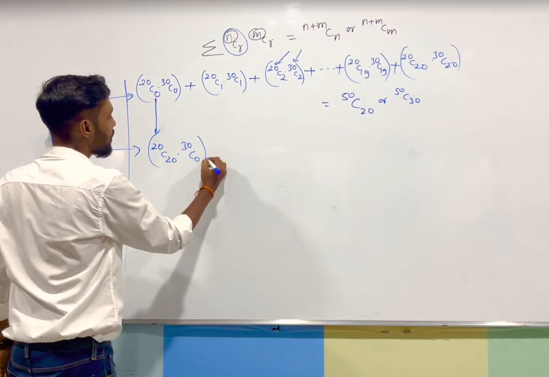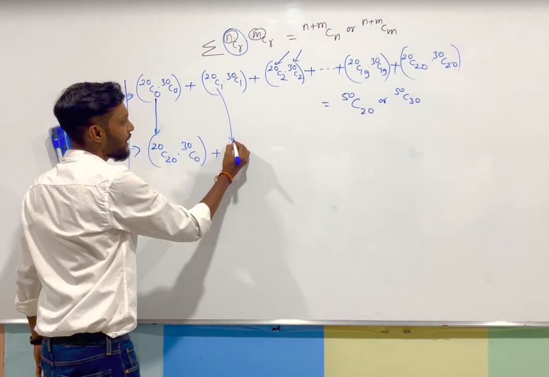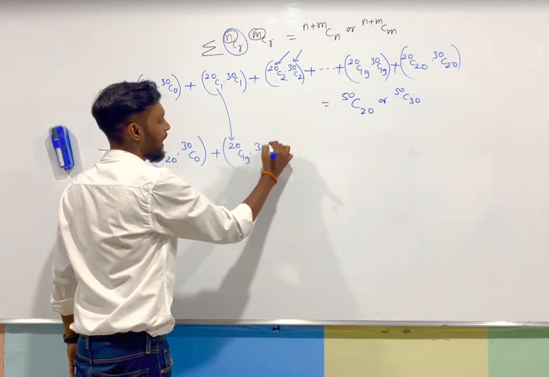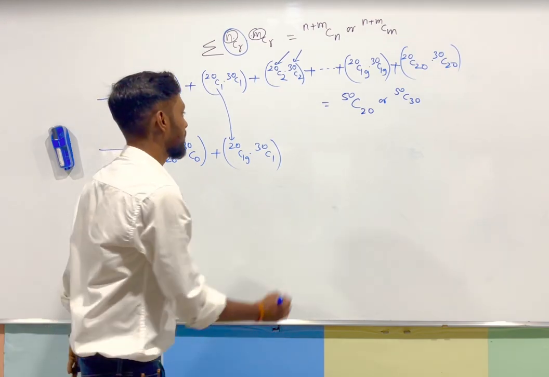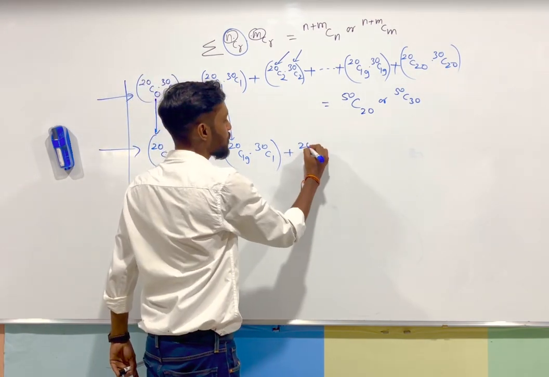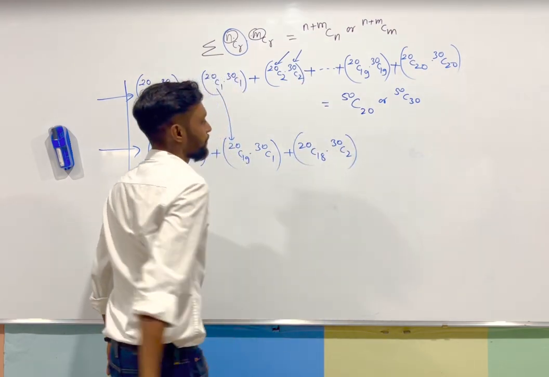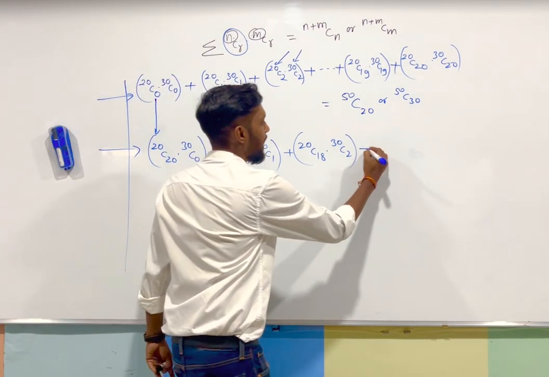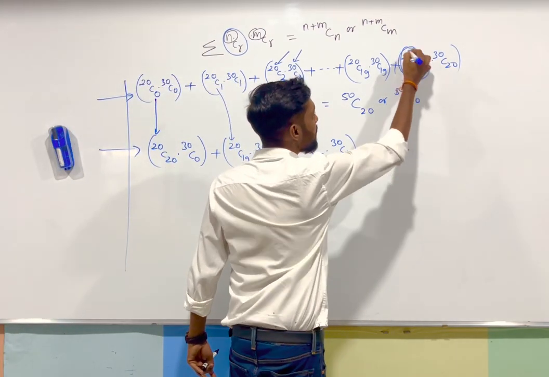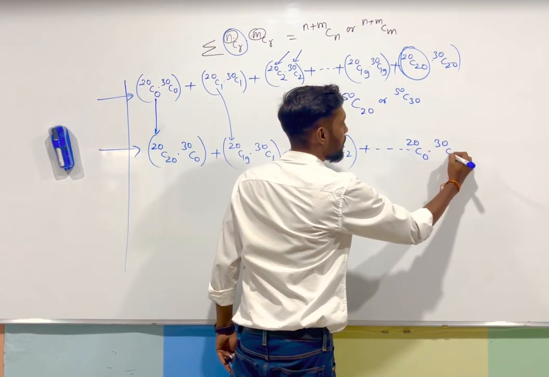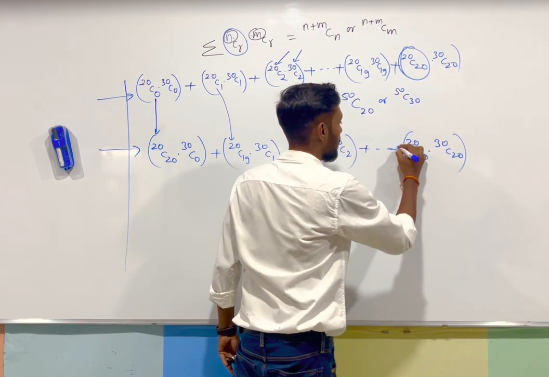30C0, I am not going to disturb it. 20C1 can be written as 20C19 because 20C1 and 20C19 both values are same. 20C2 same as 20C18. 30C2 will be same as before, and like that the last term would be 20C20 can be written as 20C0 and 30C20 will be same as before.